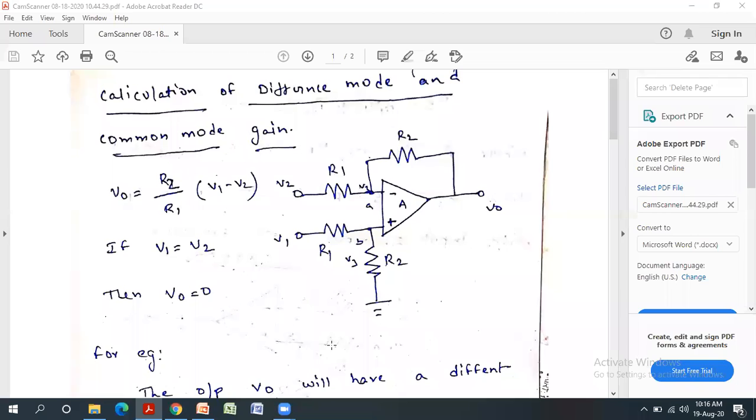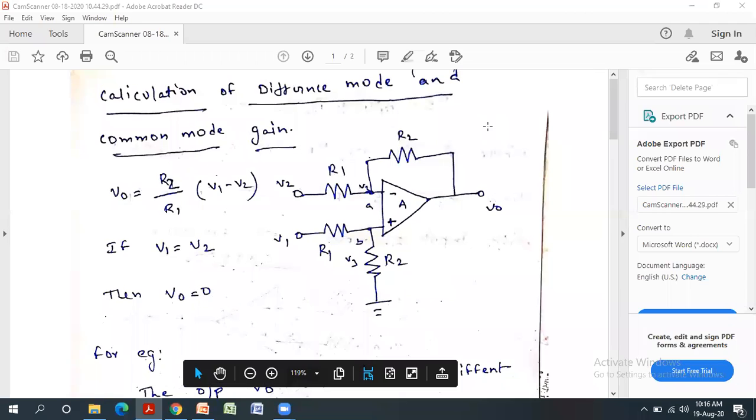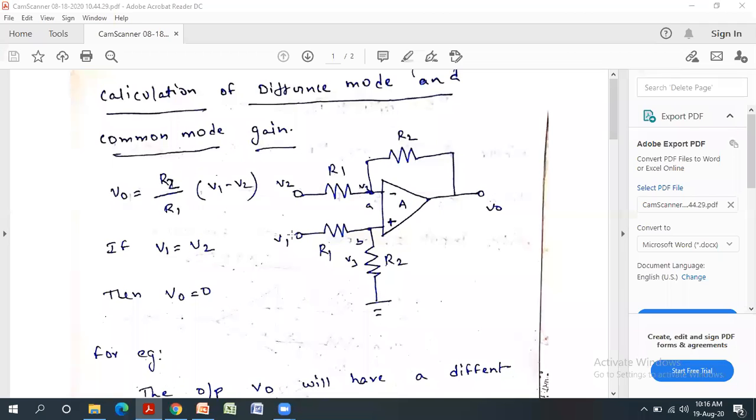Okay, so for an ideal operational amplifier, we discussed that the gain is infinite, the input resistance is infinite, and the output impedance or output resistance is 0 and bandwidth is infinite. We discussed that. So if this operational amplifier is behaving like an ideal amplifier, V1 is equal to V2. That means this input voltage V1 at the positive terminal and this input voltage V2 at the negative terminal, V1 is equal to V2.